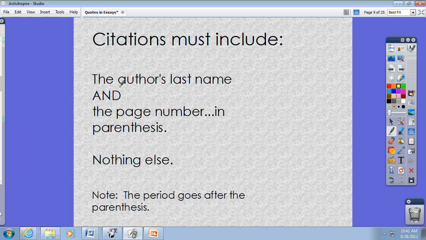Like I said, citations, all they really need, author's last name and page number in parentheses, nothing else. We'll talk about some deviations to this rule as we look at online sources here coming up.